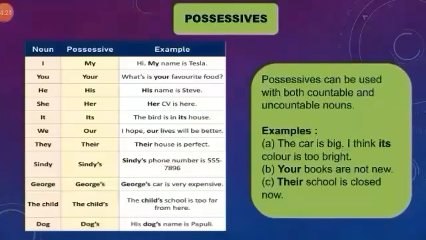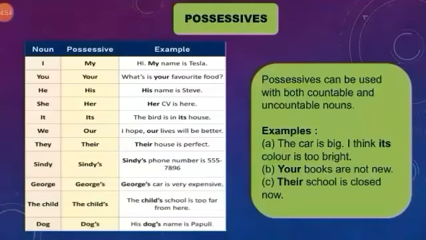Possessives. Now students, look at this first picture. Noun, possessive. Example: I. What is the possessive of I? My. Hi, my name is Telsa. You, your. What's your name? What's your favorite food? He, his. His name is Steve. She, her. Her CV is here. It, its. The bird is in its house. We, our. I hope our lives will be better. They, their. Their house is perfect.